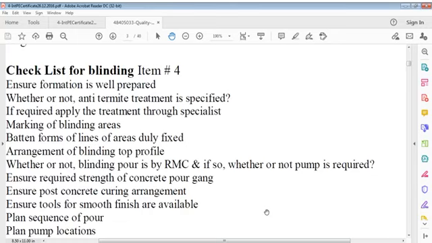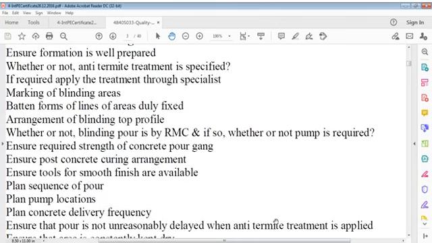It's compacted, with FTD cleared, and we have to place concrete on that in a thin layer. Also, if termite treatment is allowed to be done, we can do that before we lay blinding concrete. Ensure formation is well prepared. Whether or not anti-termite treatment is specified, if required, apply treatment through a specialist applicator.